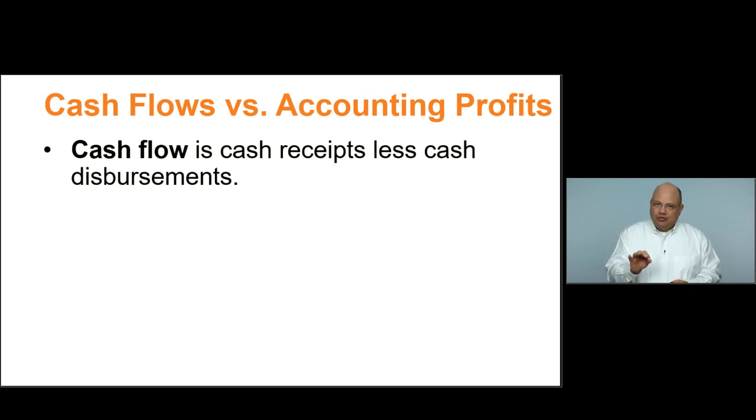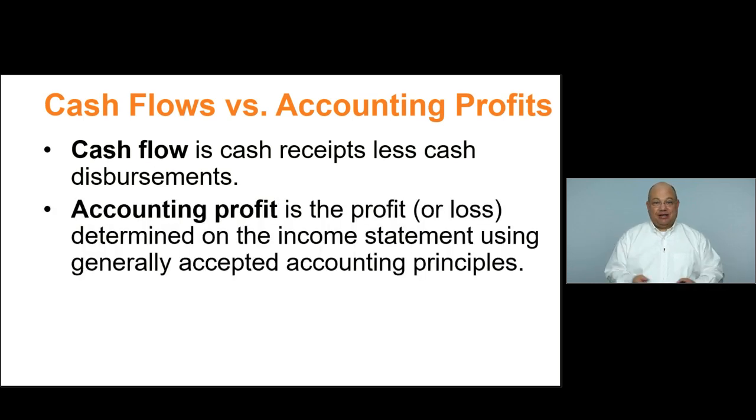Now, accounting profit is the income statement. It's that profit or loss that's calculated on the income statement using whatever accounting principles we're using. So accounting profit is that net income that we know and love. They're different from each other. Cash flows and accounting profit are not equal to each other, because in accounting, we don't use the cash method, we use the accruals method. And so we have payables and receivables.